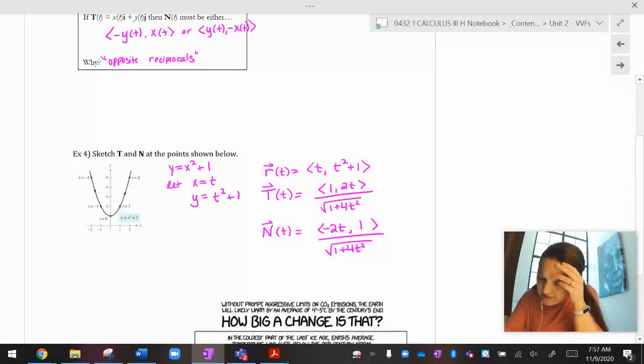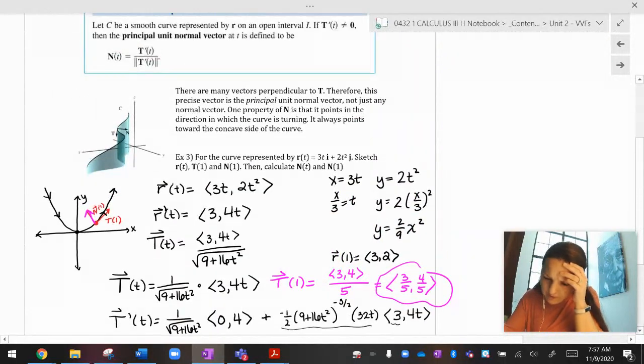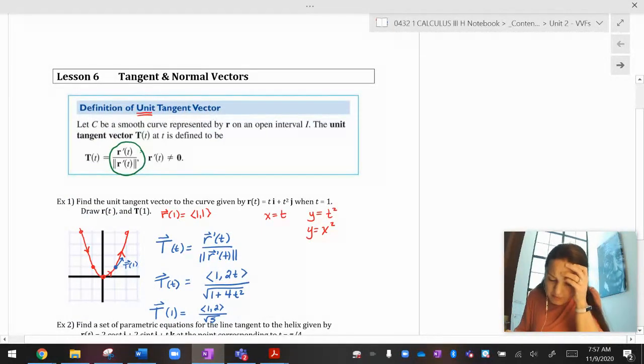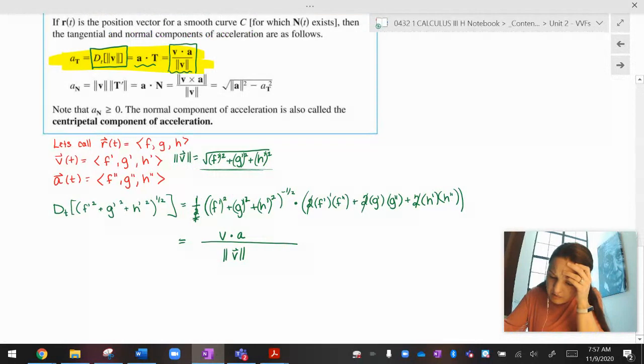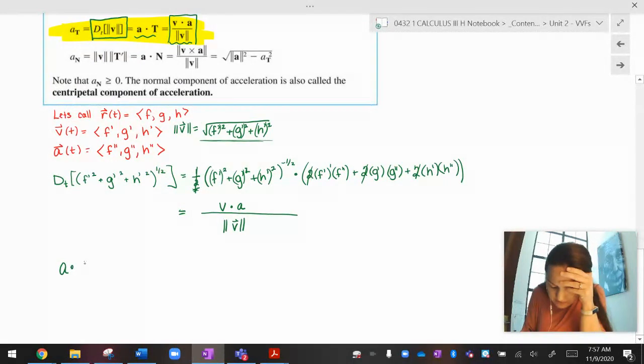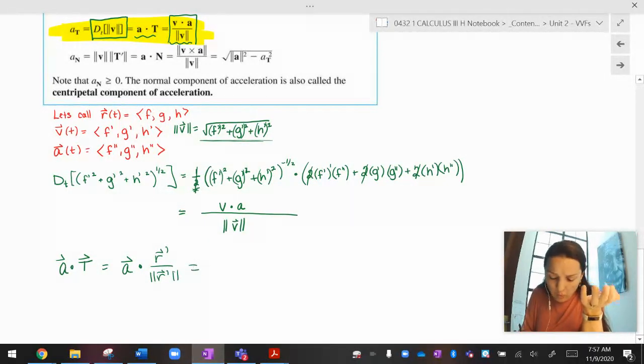So let's go back here. That second one has the T in it. So I'm going to scroll back here to find that definition of T just so I can pull it up. T is r prime divided by the magnitude of r prime. So if I come back here and I say, okay, how does that match with a dot T? Well, a dot T would be a dotted with r prime divided by the magnitude of r prime. And r prime here, we're calling v. So that's going to be a dotted with v divided by the magnitude of v.